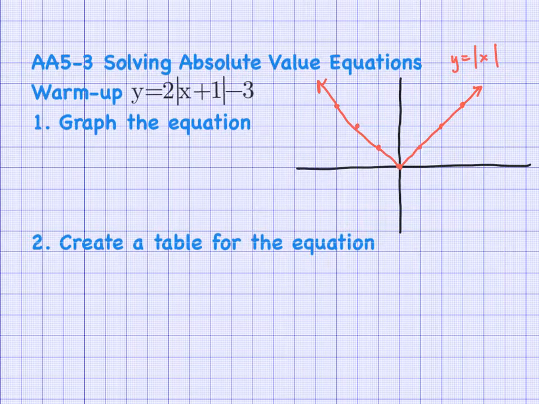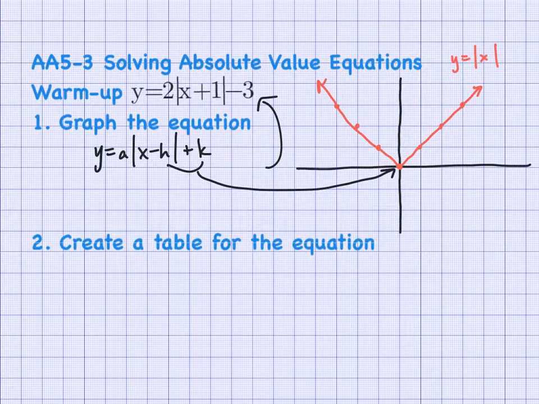This particular equation up here has been transformed. So if you recall, y equals a times the absolute value of x minus h, and then plus k. hk is that point right there, and a is your stretch factor, which tells you how much you're going to go up or down. Rather than the current out one and up one, that number right there tells you instead we're going to go out 1 and up 2.